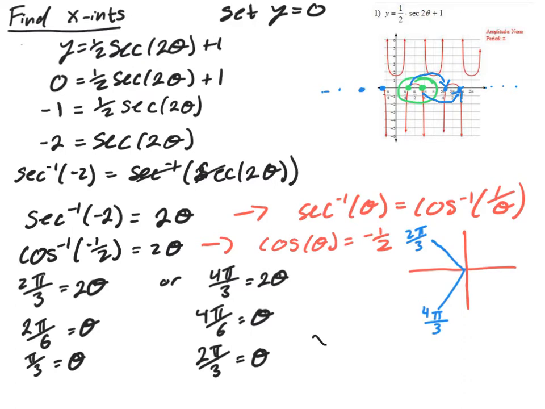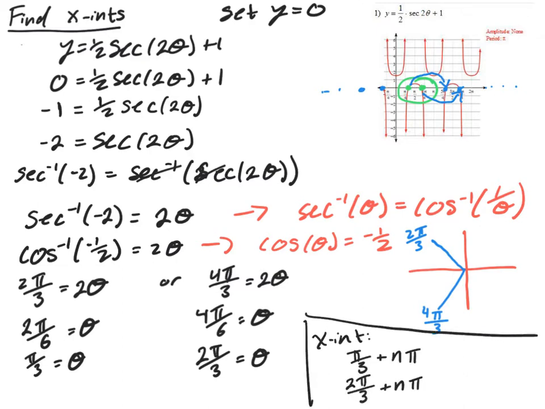So if we're looking at writing our x-intercepts for our final answer, we're going to take the first one. It's going to be pi over 3, and that's going to happen every n pi. And our second one is going to be 2 pi over 3 plus n pi as well. So down in this bottom corner, that's your final answer for your intercepts.